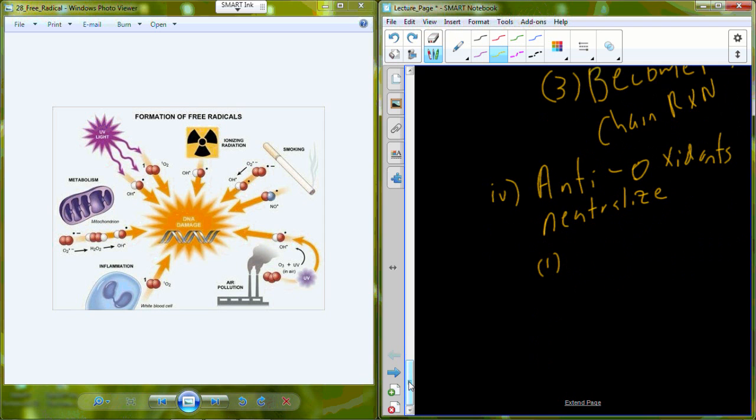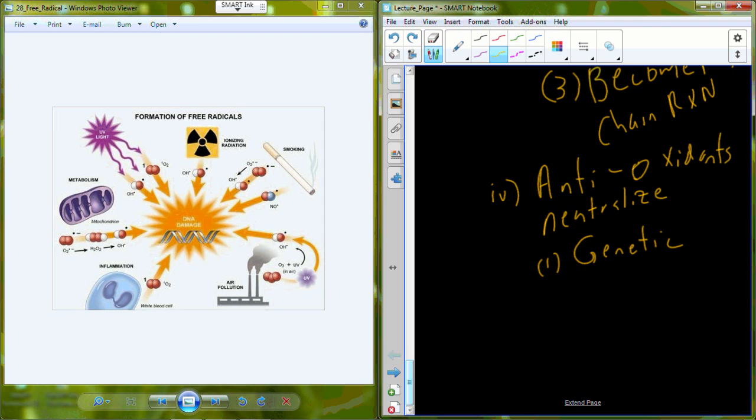Antioxidants, there are going to be two types. One type is called a genetic antioxidant, and we actually have enzymes that can take free radicals, pop a free electron back in there, catalyze that reaction, and eliminate the free radical threat.